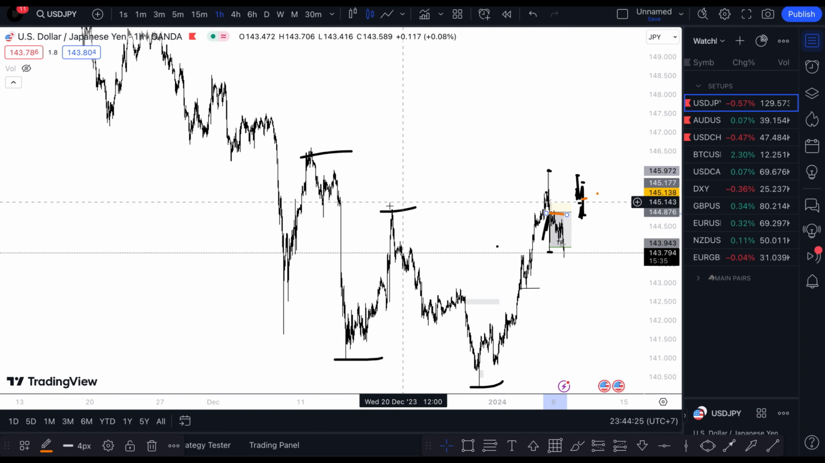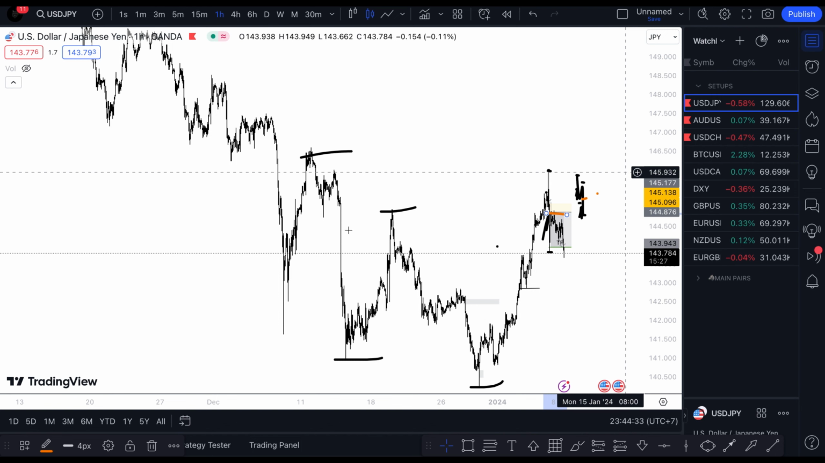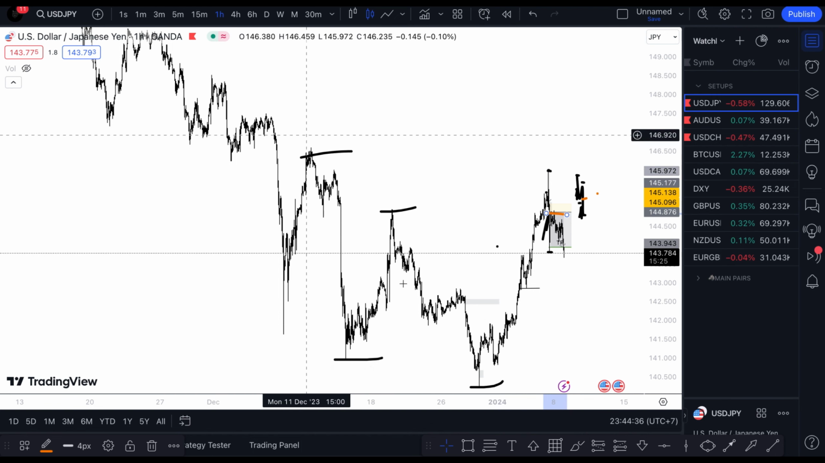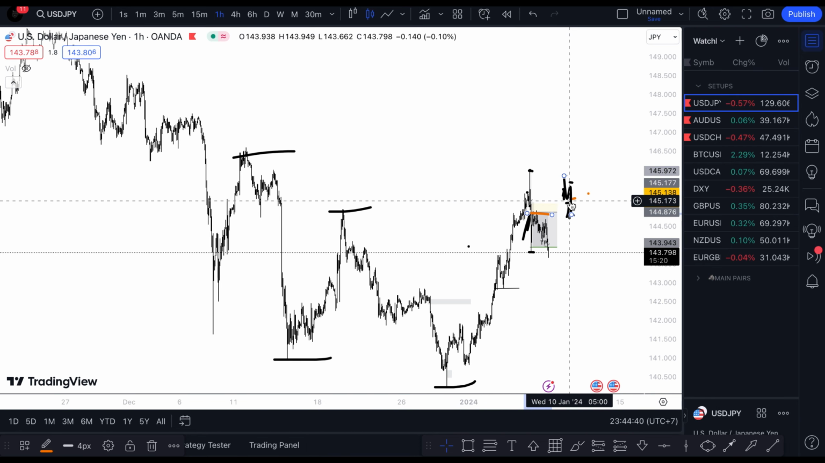Just because we had this break of structure doesn't necessarily mean that the trend is shifting upwards. It could mean that, but for me, this is still considered a downtrend, okay? Because I have more highs and lows confirming a downtrend here than up here. And yes, I could be wrong, but I notice most of the time that works.